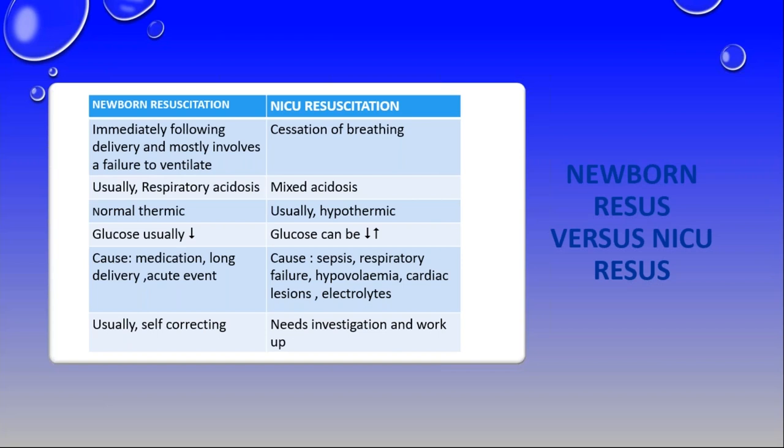The newborn resus, obviously we work them up, but when it comes to the NICU resus, we have to look at them extensively, exclude sepsis, exclude organ failures, exclude all of that.